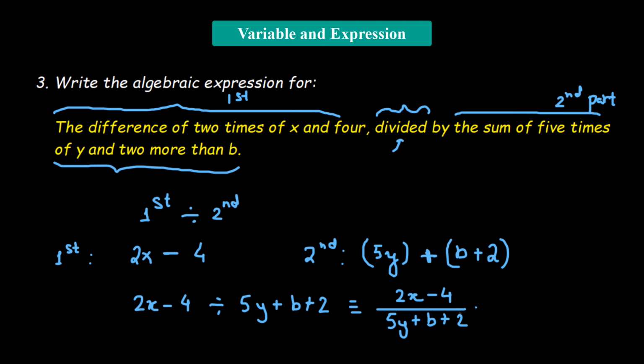In order to make sure, we're going to reread the statement and check if everything is in place. It says the difference of 2 times x and 4, so that is 2x and 4. So we have 2x minus 4 divided by the sum of 5 times y. Yep, so we have 5y and 2 more than b, so that's b plus 2. And we have to add it, so we have 5y plus b plus 2. Now we divide 2x minus 4 by the second statement, which is 5y plus b plus 2.